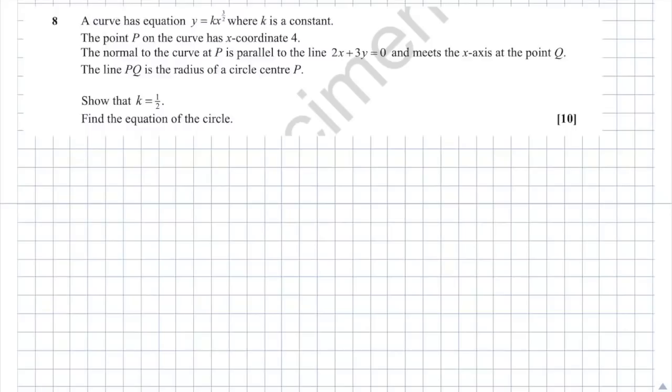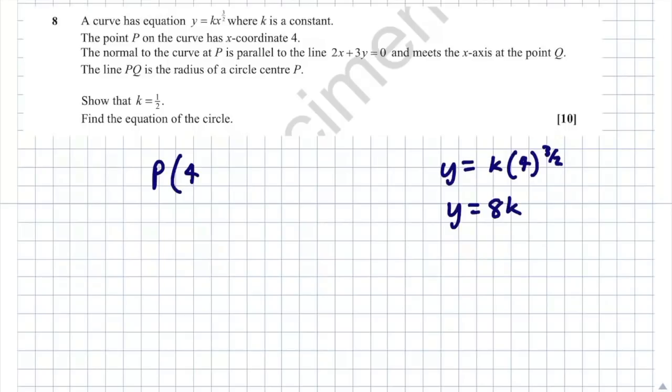Okay, so there's quite a lot in this question. We need to break it down step by step. If we look at the point P first, point P has x coordinate 4, so we can work out its y coordinate using the equation. If we substitute 4 into y equals kx to the power 3 over 2, that's y equals k multiplied by 4 to the power 3 over 2. That simplifies to the square root of 4, which is 2, cubed, which is 8, so y equals 8k. So the y coordinate of P is 8k.